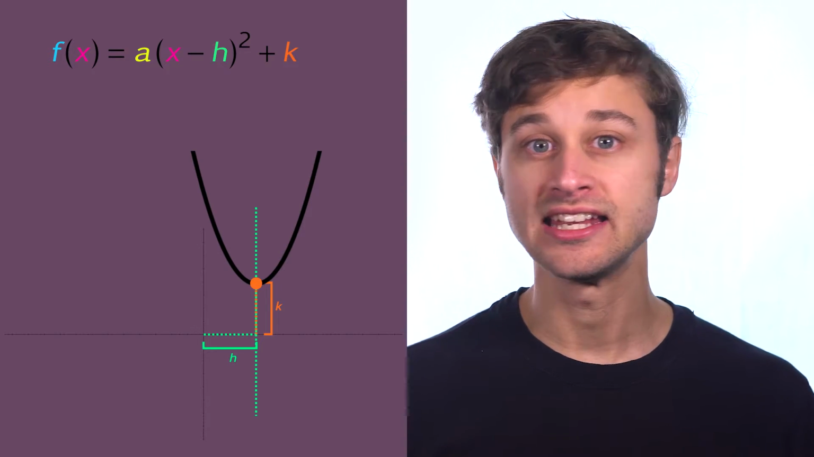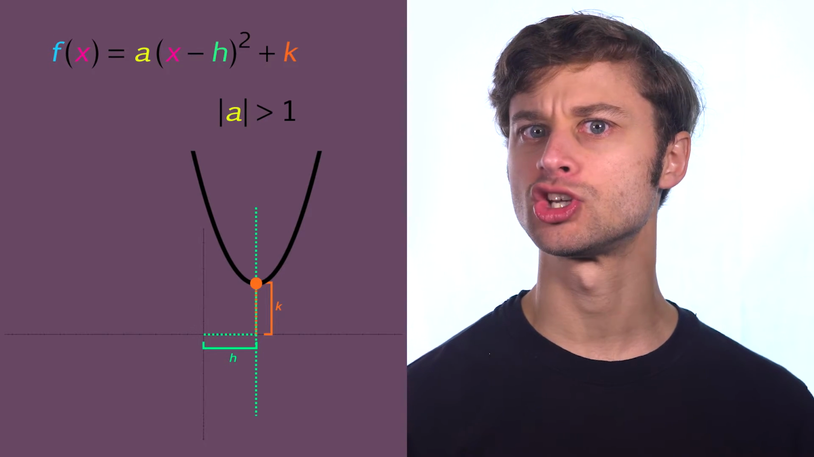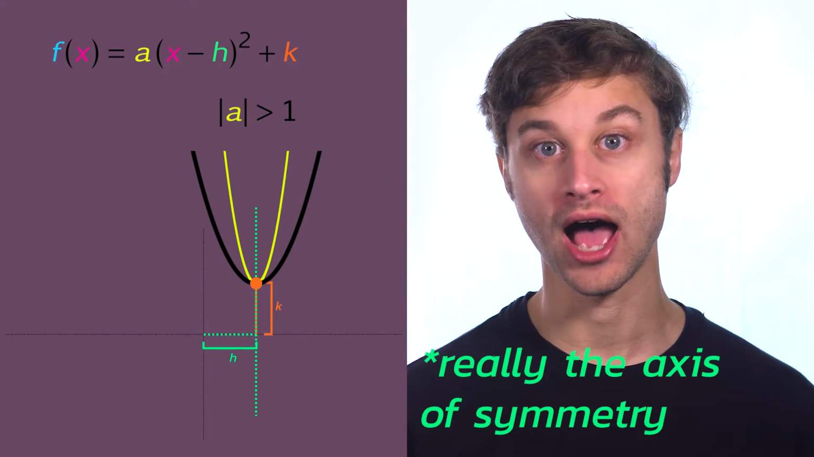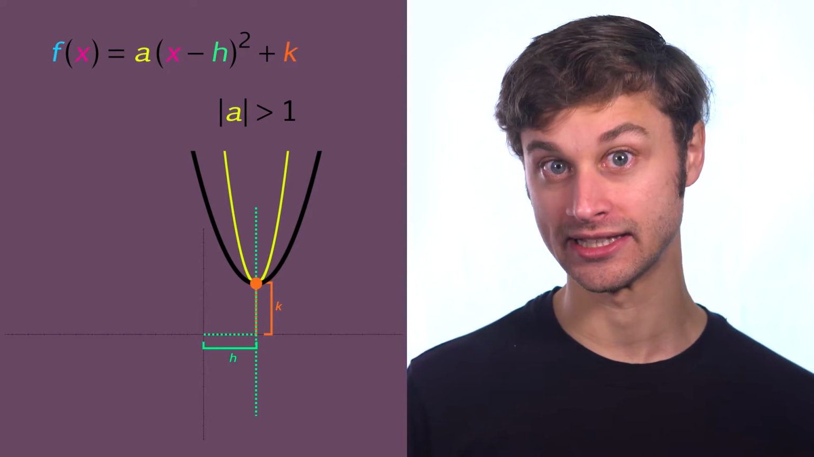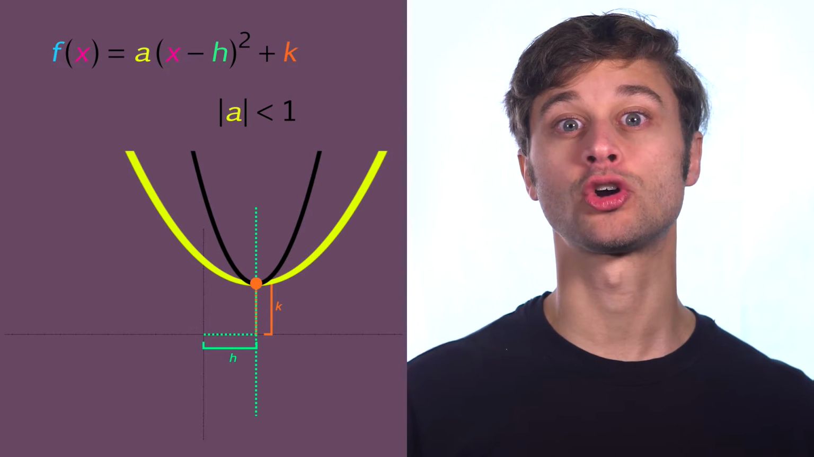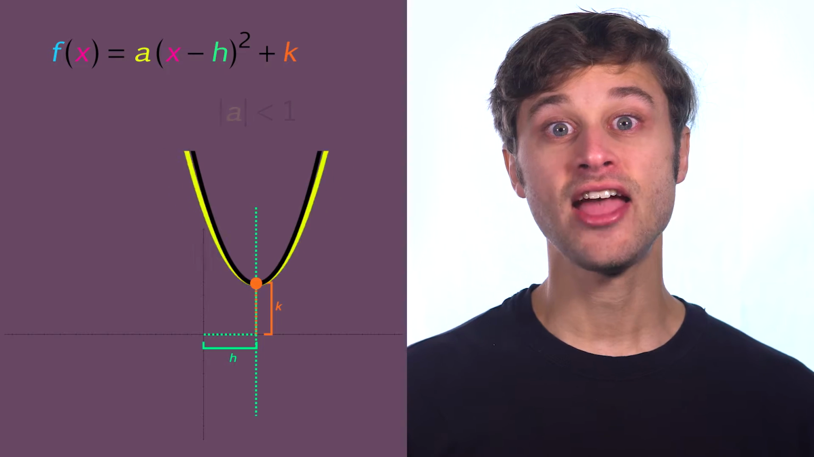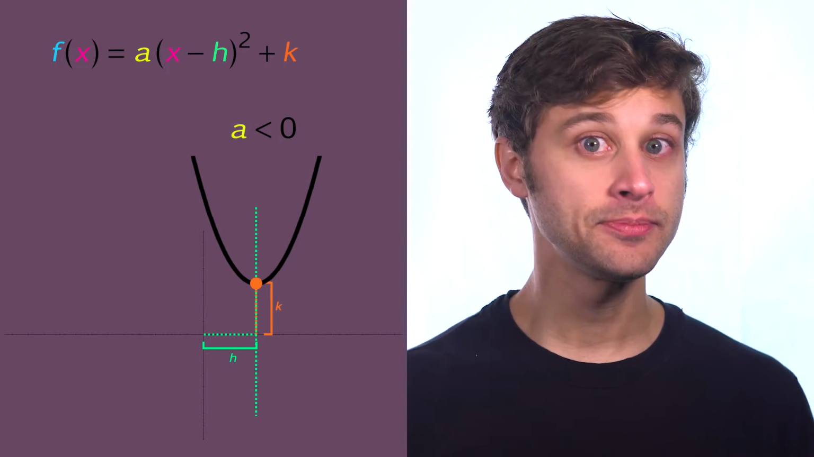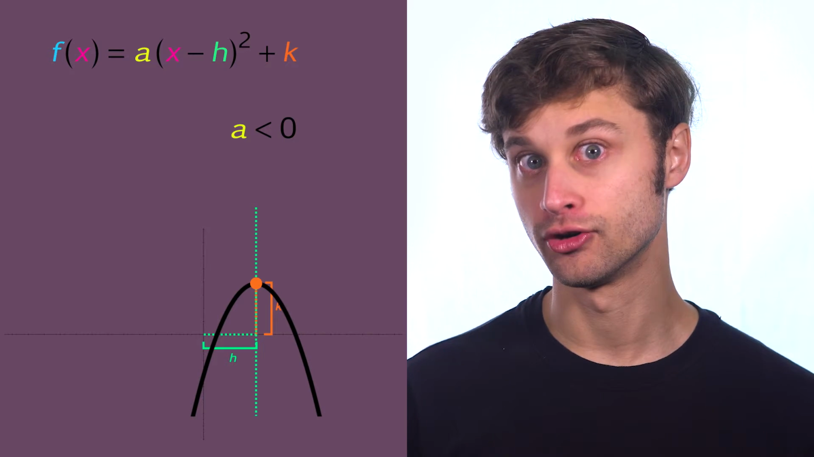Looking at a for a second, if the absolute value of a is greater than 1, that squishes the function closer and closer to the y-axis. I like to think that it is getting to infinity that much more quickly. If the absolute value of a is less than 1, then it stretches it across the x-axis, and it gets to infinity that much more slowly. If a is negative, that flips the function across the x-axis or reflects the function vertically.